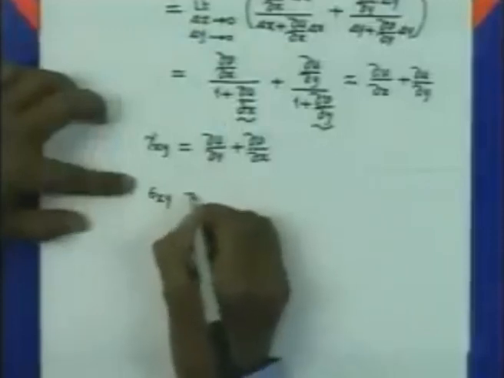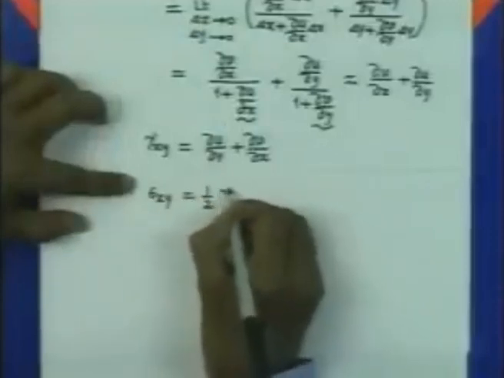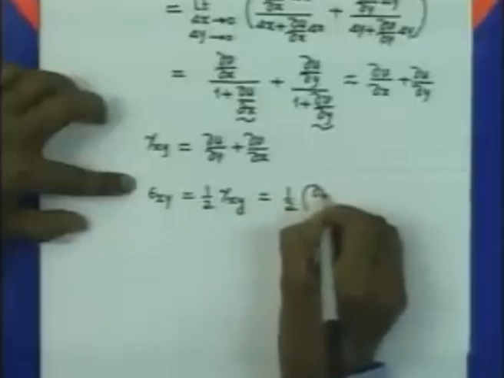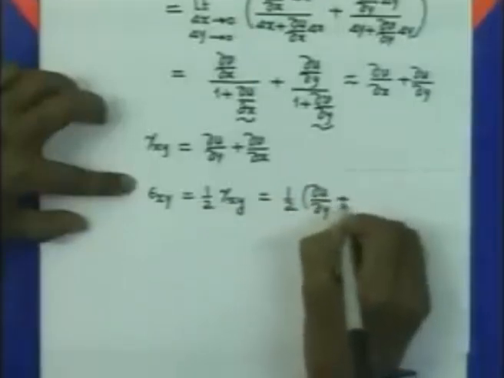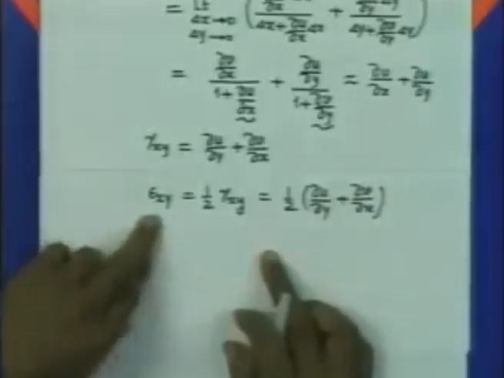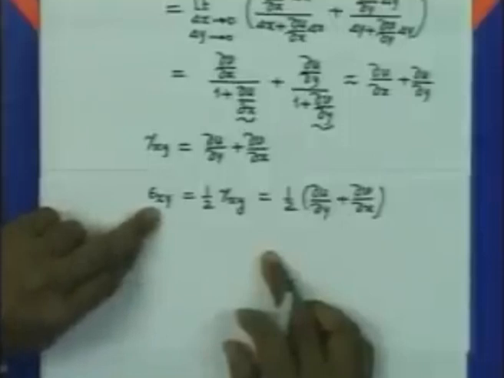Now this shear strain is known as engineering shear strain. We define the tensorial shear strain like this: epsilon xy is equal to half of the engineering shear strain, and therefore this is equal to half of (delta u by delta y plus delta v by delta x). So this is the tensorial shear strain.